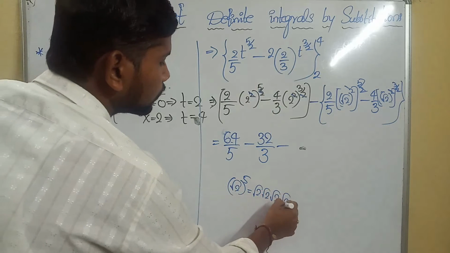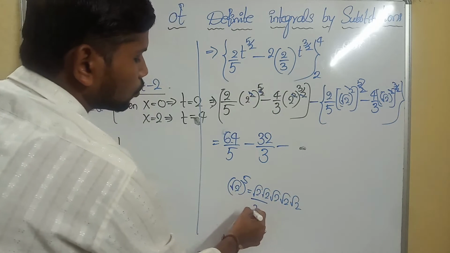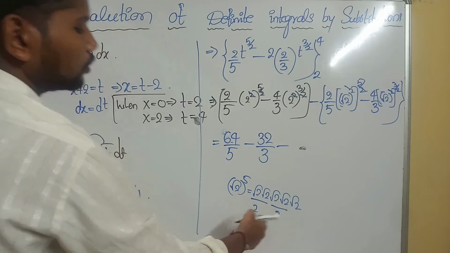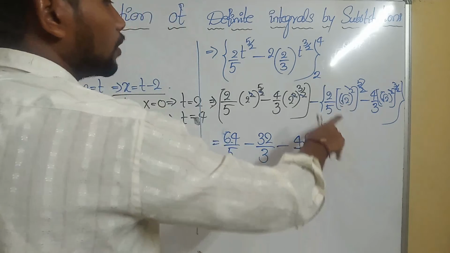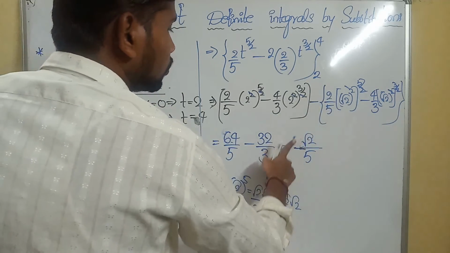How many times? It is 5 times. Okay, root 2 into root 2 will be 2, root 2 into root 2 will be 2, again 2 into 2, 4 root 2 it is. It will be 4 root 2 divided by 5. Okay, one more thing, outside 2 is there, it will be 8 root 2.